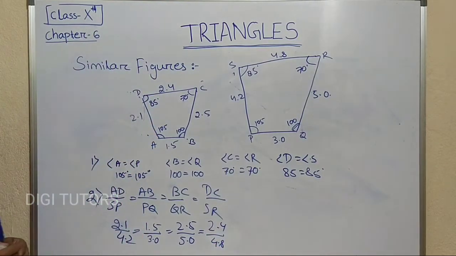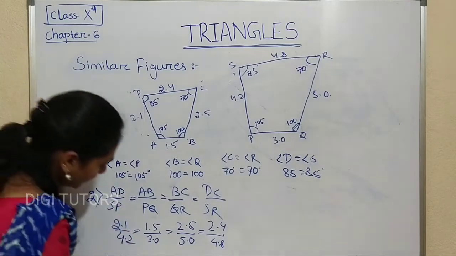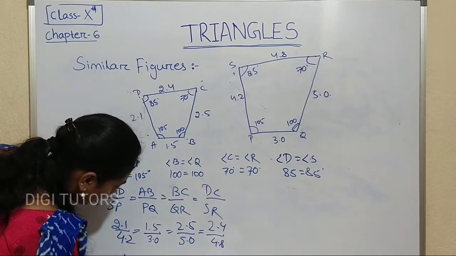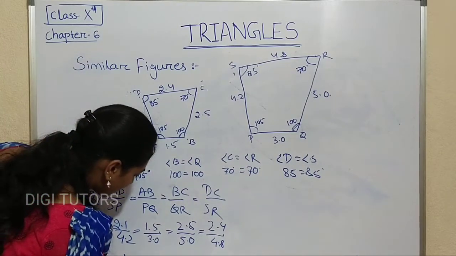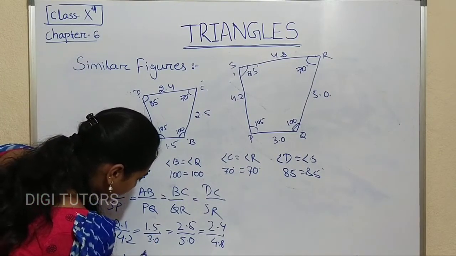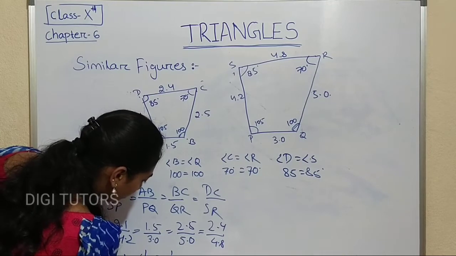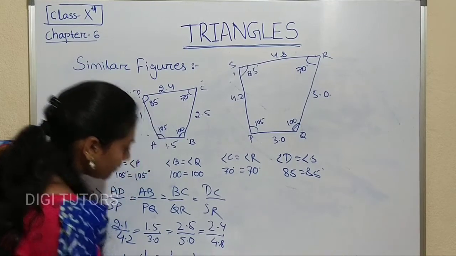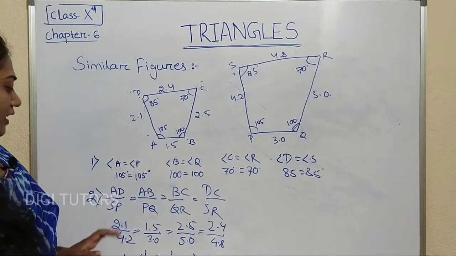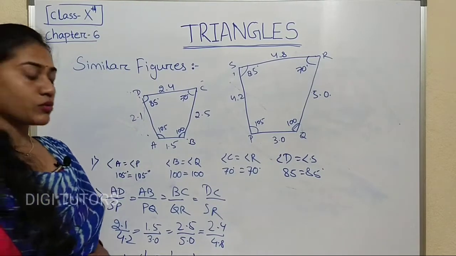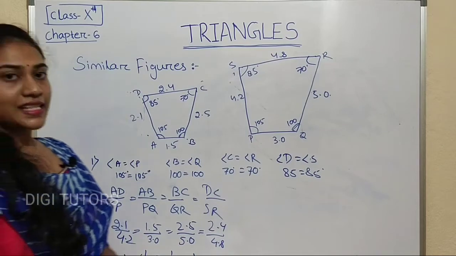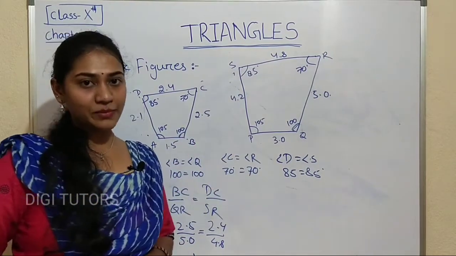If we solve 2.1 by 4.2, it comes to 1 by 2. Just like that, the others are also 1 by 2, 1 by 2 and 1 by 2. So we can conclude that these sides are in equal ratio, and we can say that these two figures are similar.